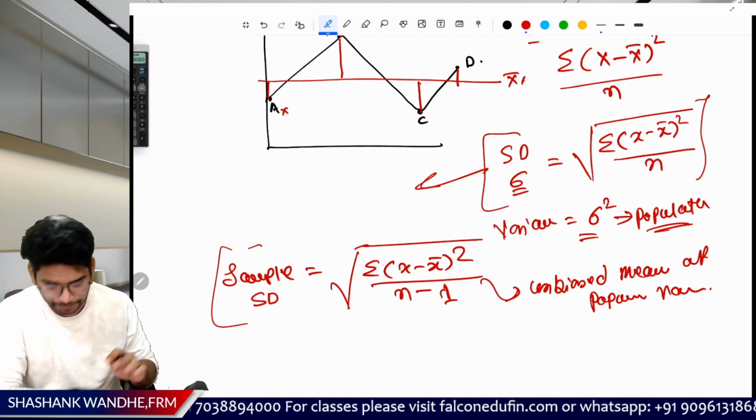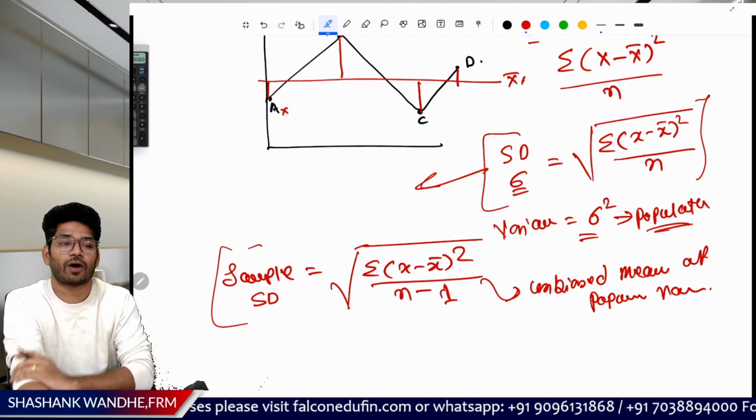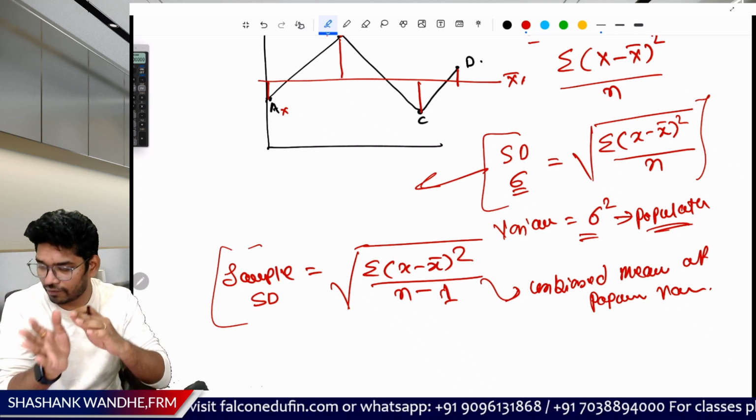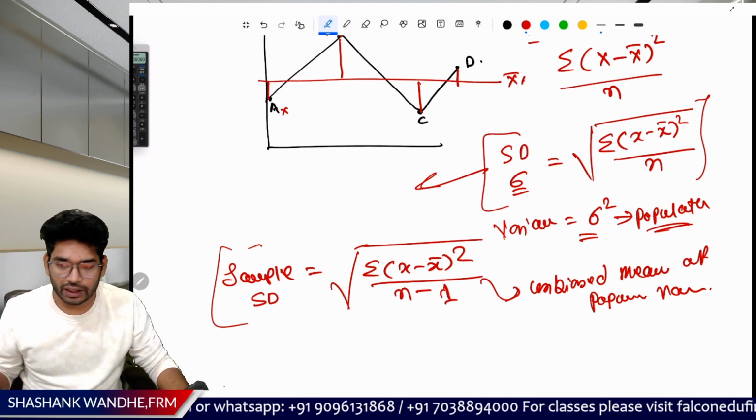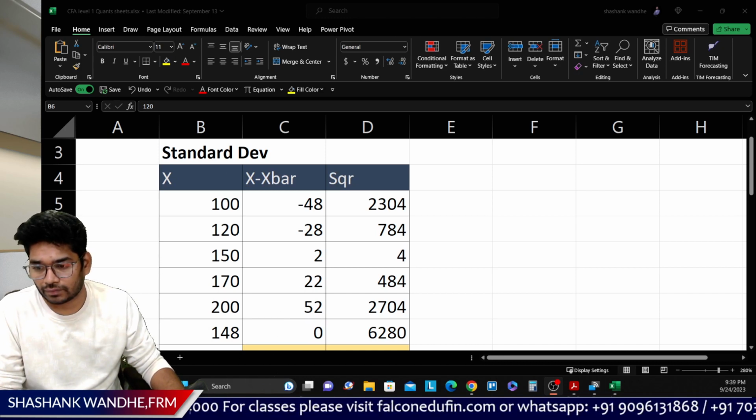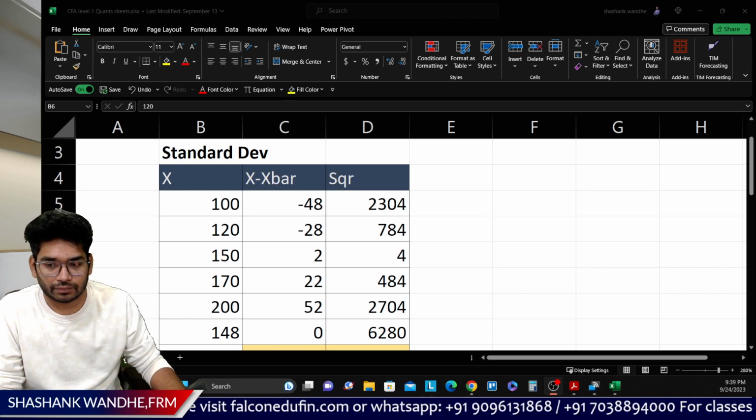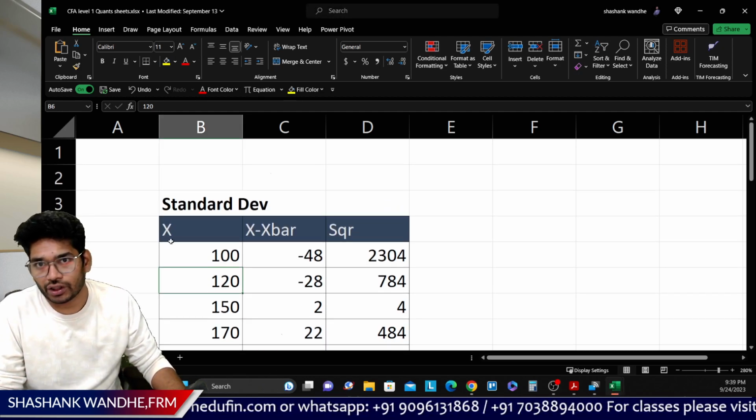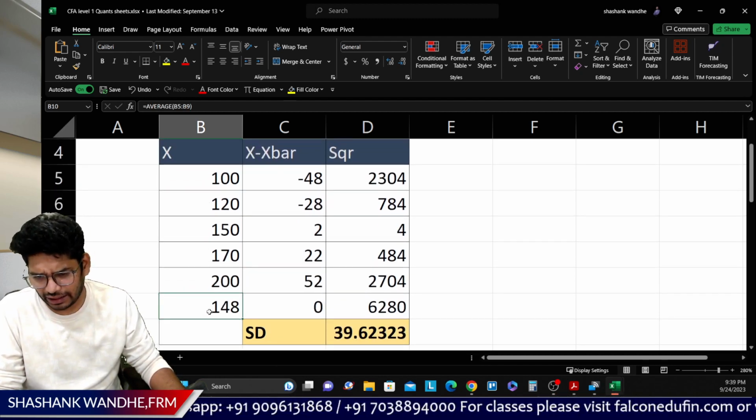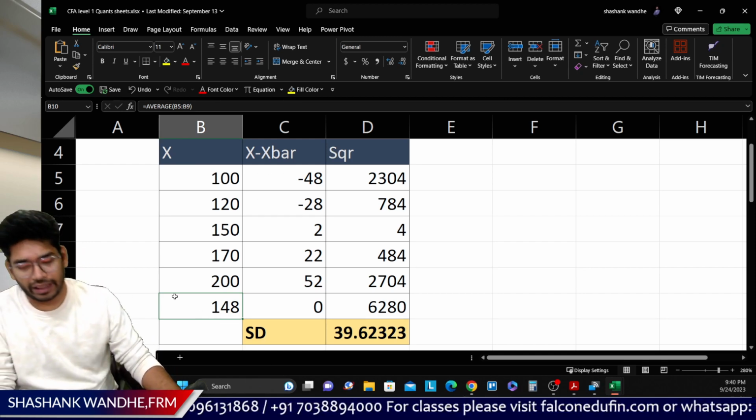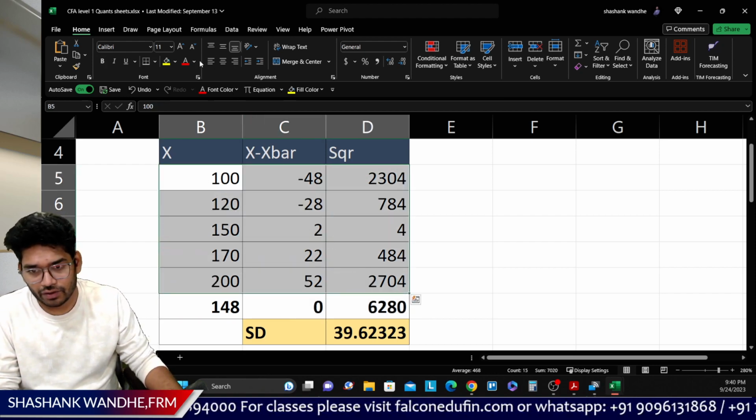Fine. Now this is about the basic setup, the basic formula and everything. Now let's see it with the data so that you get the proper understanding, and then using this we will be able to understand MAD and downside deviation also. Okay, mean absolute deviation, the downside deviation. Okay, now see this. So this is the standard deviation, and these are the values for x: 100, 120, 150, 170, 200, and 140. No, just a second. 148 is mean. Okay, so only these are the values.